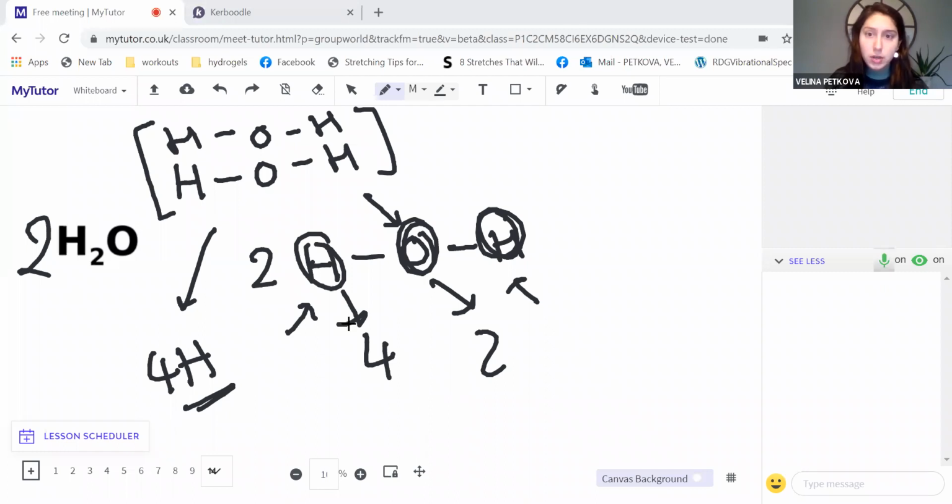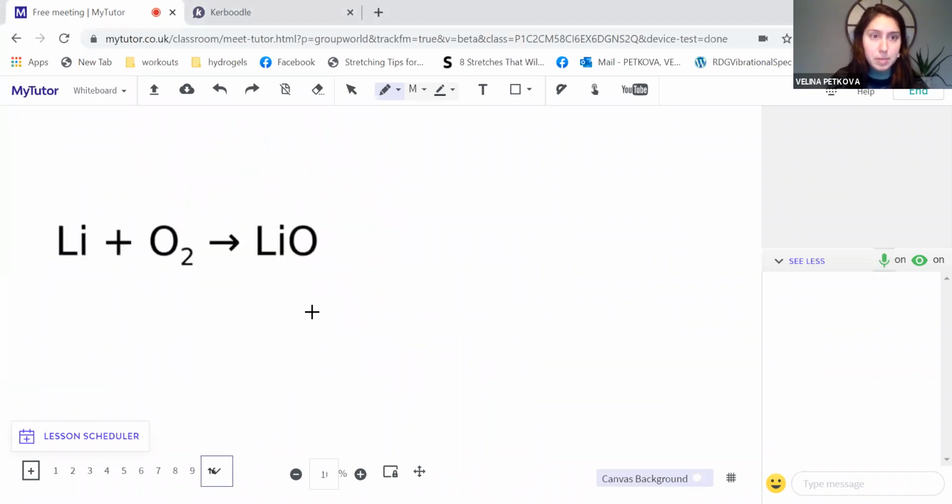Okay, so let's try another one then. This one is probably slightly easier. So once again, let's start with writing down how many elements of each. How many elements of lithium do we have on the left? 1. Yeah, on the right we have, is H2 a covalent bond? Yes, it is a covalent bond. What about oxygens on the left? 2. Yeah, what about oxygens on the right? Yeah, okay. So how are we going to balance?